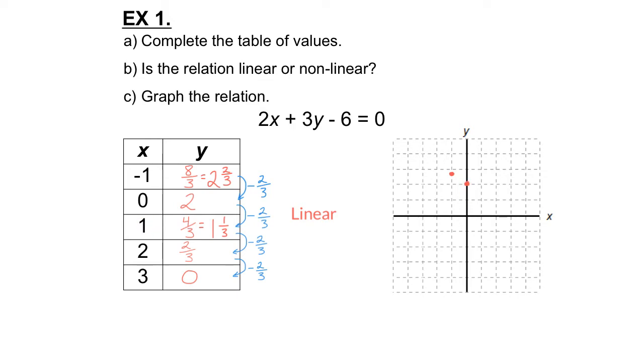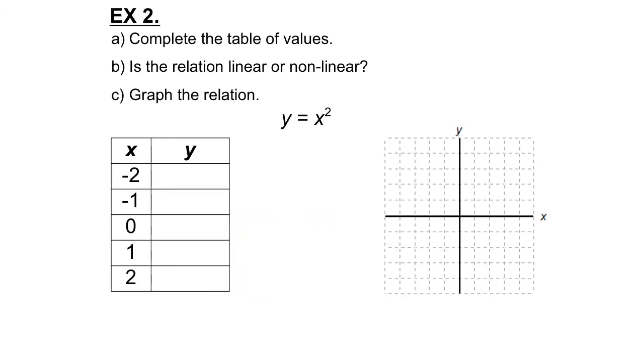When x is 1, y is 1 1/3. When x is 2, y is 2/3. And when x is 3, y is 0, right there. So we've got our points, and now we can draw a line through the points, put arrows on either end of our line, and there's our graph.